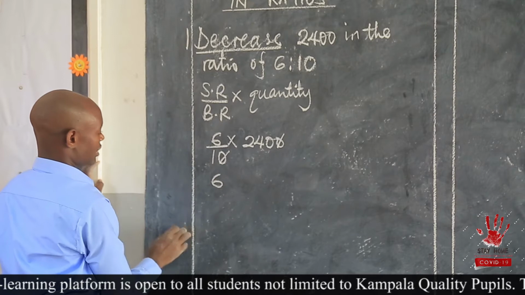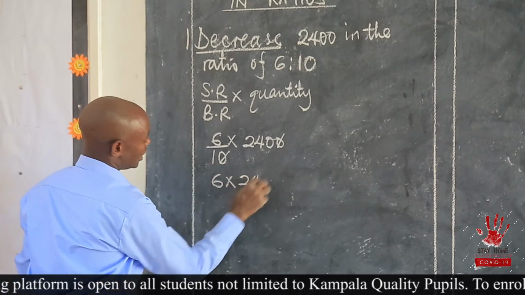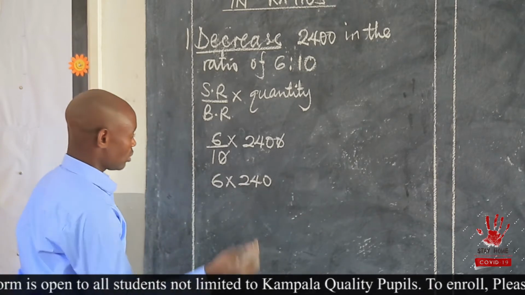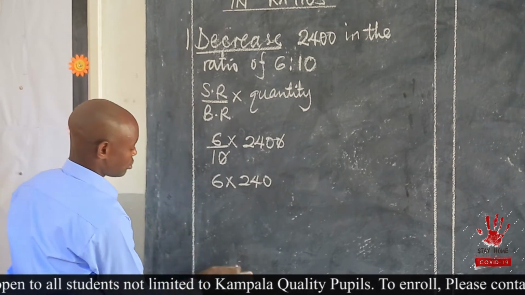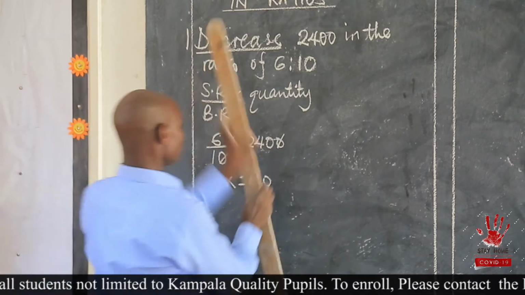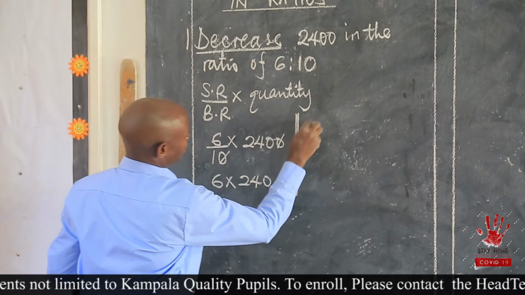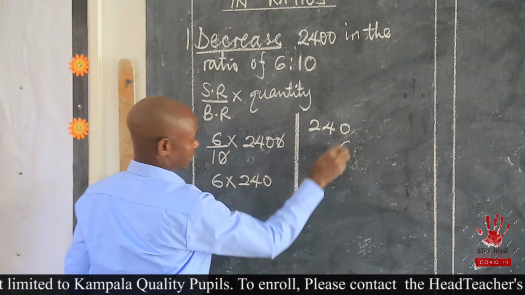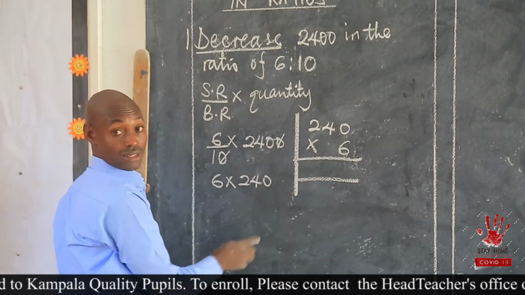This 0 will go with this one. I will remain with 6 out of 1, which is the same as 6, which I'm going to multiply by 240. When we are multiplying larger numbers, you know what to do. Vertical multiplication is the best method to use. So we shall have side work here, whereby we are going to multiply 240 times 6.